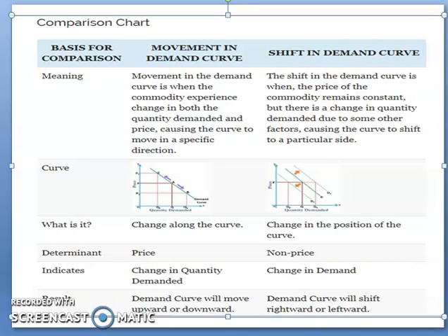In a movement in demand curve, the change is along the curve, while in a shift in demand curve, there is a change in the position of the curve. Movement in demand curve indicates a change in quantity demanded, while shift in demand curve indicates a change in demand. In movement, the demand curve will move in the upward or downward direction, that is, expansion and contraction will be there. And in shift, the demand curve will shift either to the right or to the left.